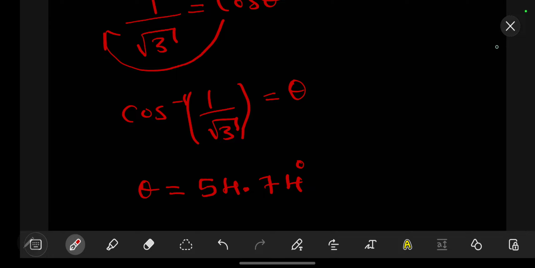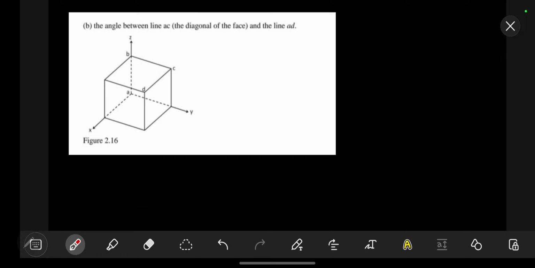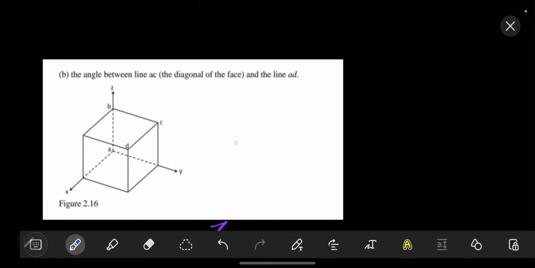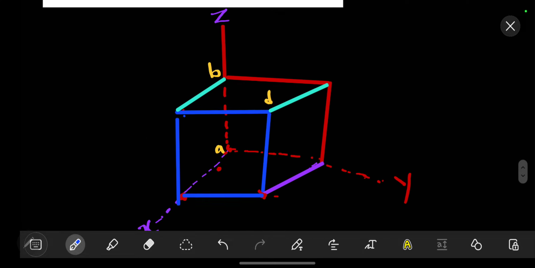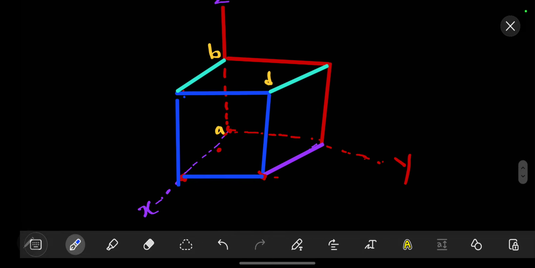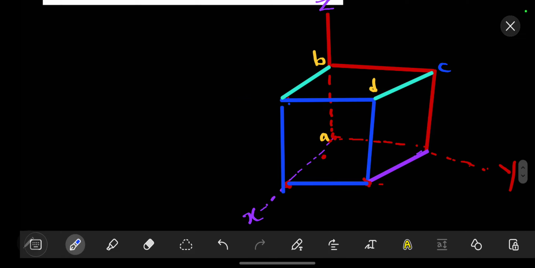Yeah, so let's look at the last part. We have found the angle for the first part. B is also asking us to find the angle between AC and the line AD. So if that's the case, we are going to use the same approach. So let's identify. Just as you can see, AC and AD are on different faces. So how do we go about that?